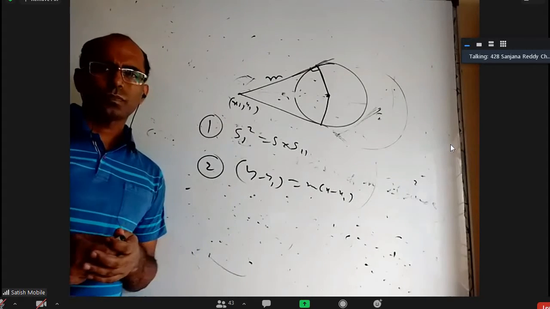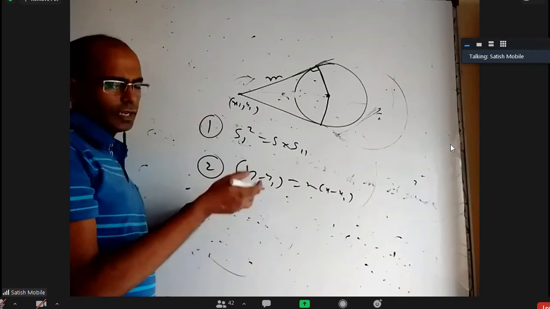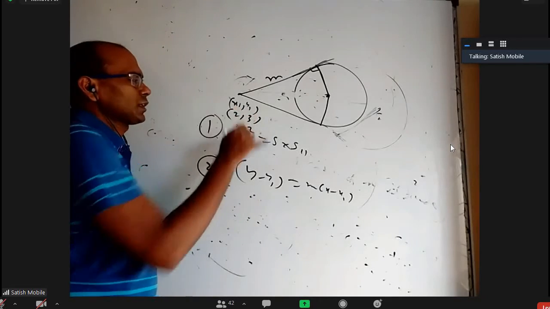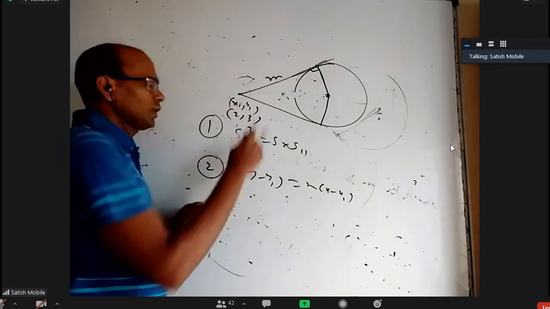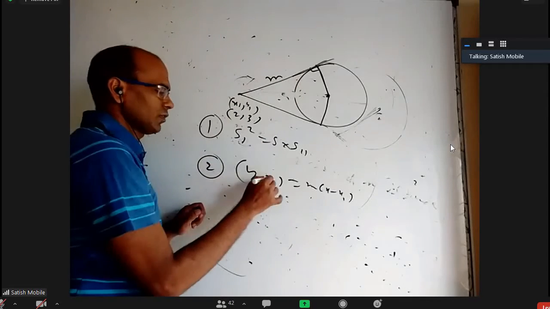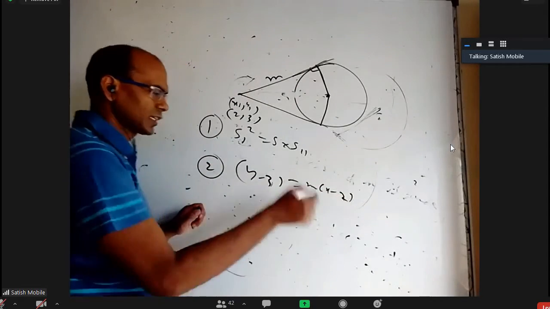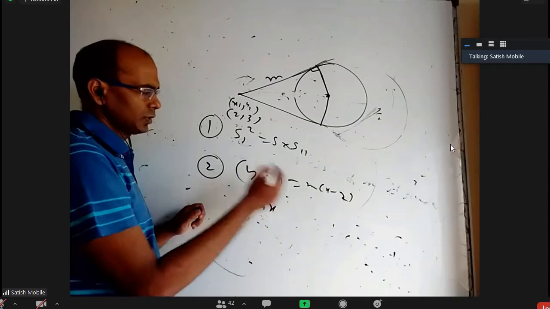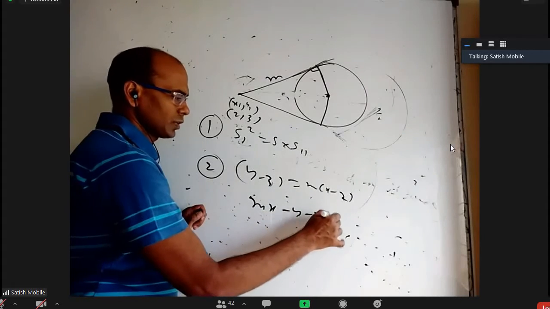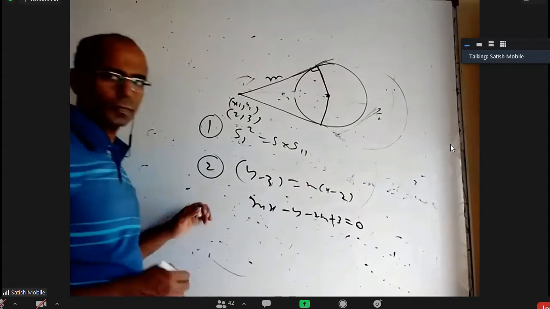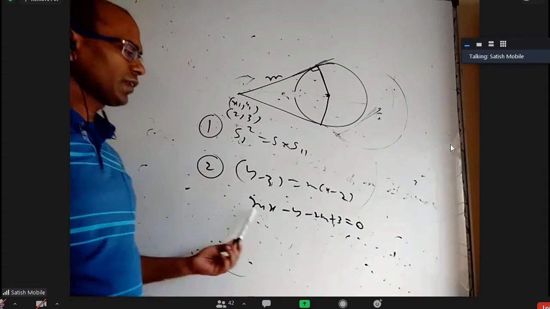Yes, sir. The one CD. I'll tell with an example. Let's say this point is (2, 3). This slope is m, I'll assume. Then what is this line equation? y minus 3 equal to m into (x minus 2). Expand, you will get mx minus y minus 2m plus 3 equal to 0. We got a line. But how to find the m value?